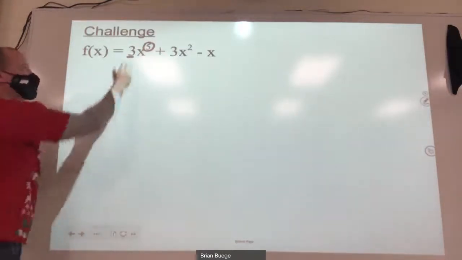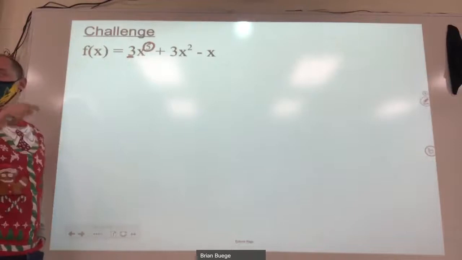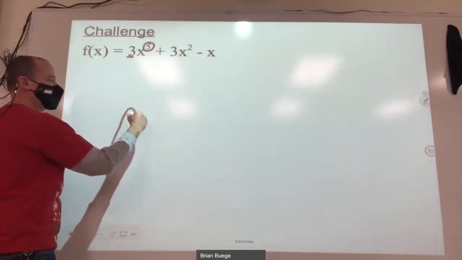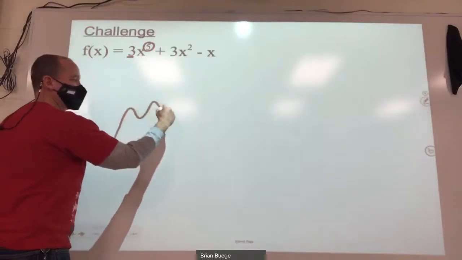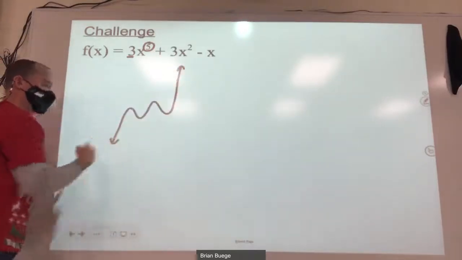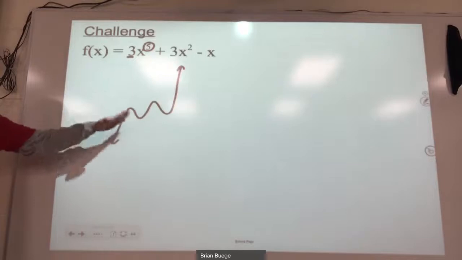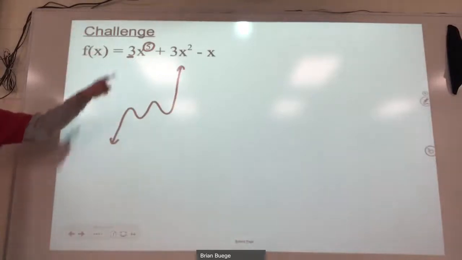Here's the idea. Because it's a 5th degree, that means I've got 5 different directions. 1, 2, 3, 4, 5. There would be a rough sketch of what this could look like. Up, down, up, down, up. 5 directions, 5th degree.